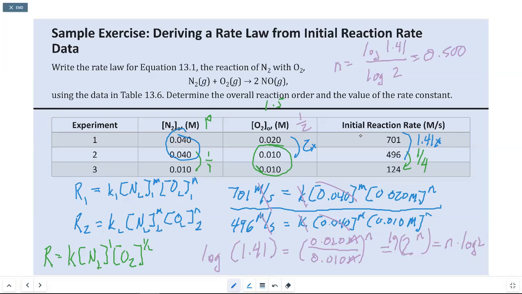How do I rectify that? Well, I go down to this. I can kind of skip to the bottom here. Log of 1.41 is equal to x log of 2. Set them equal to each other, and you end up with the half power. All right, any questions on this one?